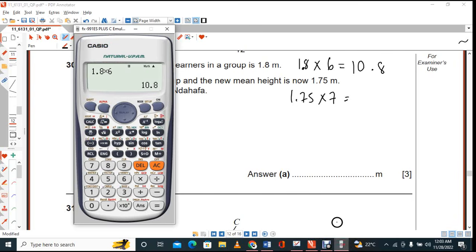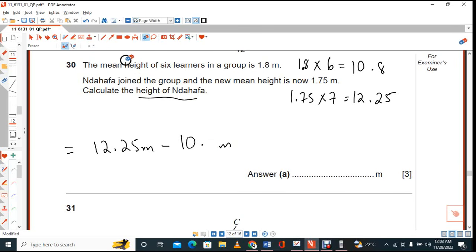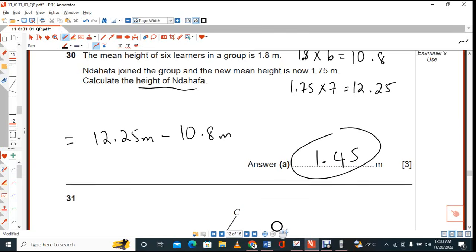When another person comes, now they are 7. So it's 1.75 times 7. What is the sum of all this? 12.25. So to find the height of Dahafa, we say 12.25 meters take away 10.8 meters. Ooh, that looks rather scary. Okay, so the answer is 1.45 meters respectively.